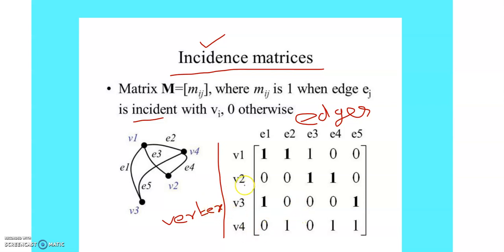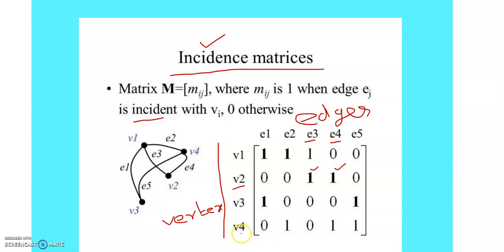Now you go for v2, you will see for v2, 1 2 means 2 edges having incidence with v2, that's why you see what are the edges e3 and e4. Now for e3 and e4 you write 1 1 for this vertex v2, for v2 e3 and e4 write 1 1, other values are 0.